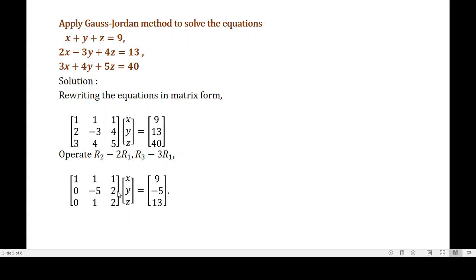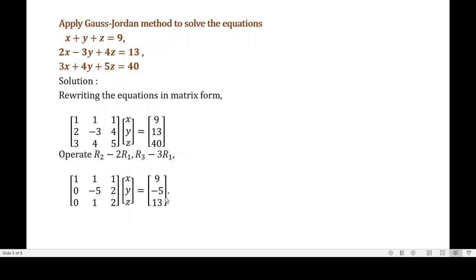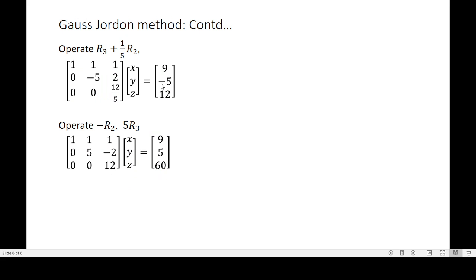This is 2. 2 into 1 by 5 is 2 by 5. 2 plus 2 by 5 is equal to 10 plus 2, that is 12 by 5. Observe, we get 12 by 5 here. Okay, there is one more element. Now this element is multiplied by 1 by 5. So we have 13 minus 5 into 1 by 5, which is equal to 13 minus 1 equal to 12.